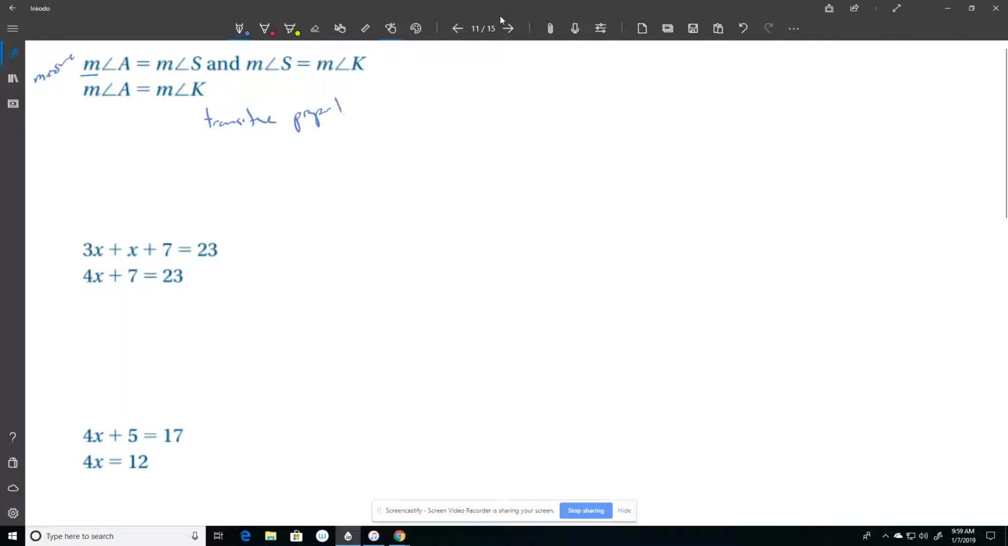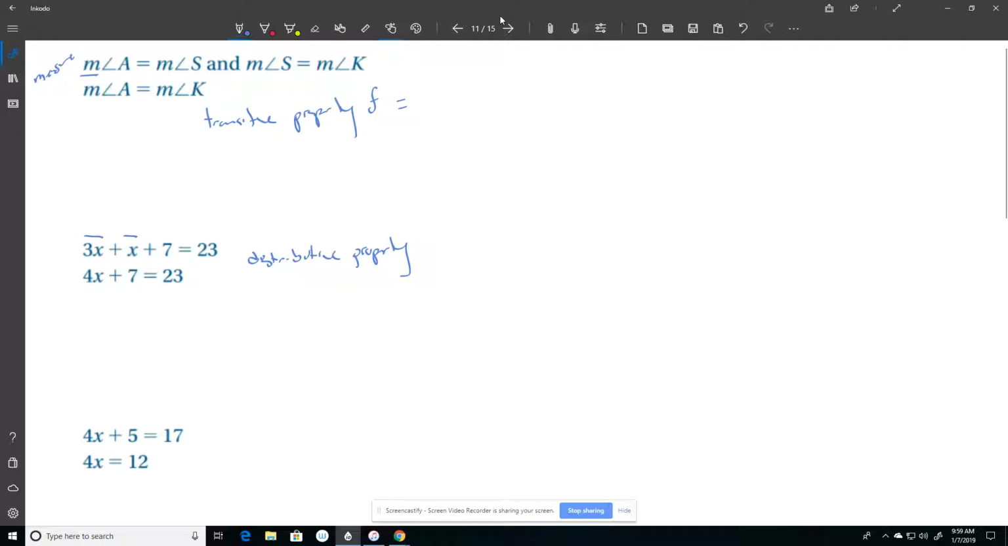property of equality. This next one, 3x plus x plus 7 equals 23. And then after the next step, I've got 4x plus 7. So I have to justify how I went from here to here. Well, I had 3 x's and I added the x to it to get 4 x's. So that would be called the distributive property. So you'll have to name it.